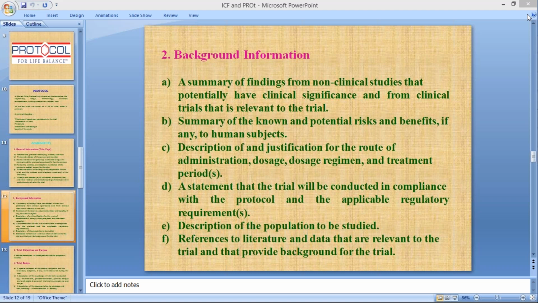Overall, this will provide the background. That means when you start conducting a clinical study, we must have background. That background we get from clinical and preclinical literature.